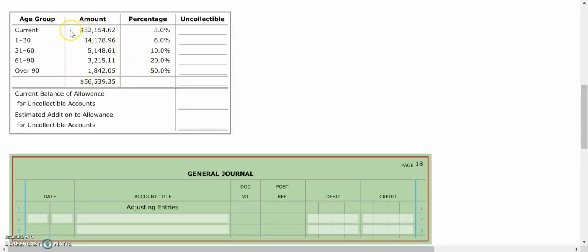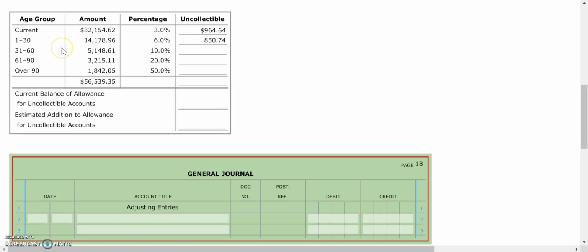So remember, we break it down as this $32,154.62. That's current right now. That means those are all of our people who have not gone past due. We believe 3% of that is going to be uncollectible. So we just take the amount times 3%, and we get an amount we believe to be uncollectible of $964.64. And then we just go on to our next group. 1 to 30 is 1 to 30 days past due. We have $14,178.96 in that category, and we believe 6% of that's going to be uncollectible. So that is $850.74.